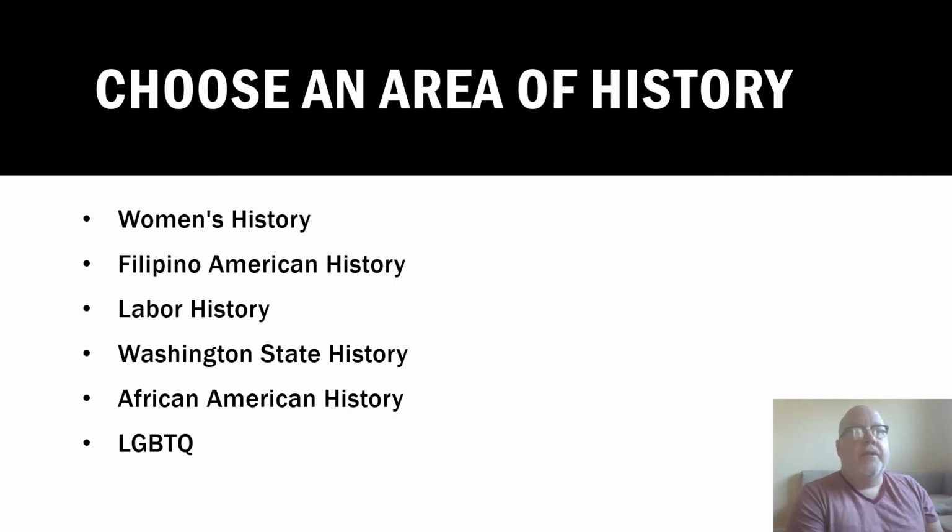Now move to an area of history. Okay, an area of history is not a finite or fixed time period. It's more just a broad section of history. So it could be women's history, Filipino American history, labor history, Washington state history, African American history, LGBTQ history, but it could also be the history of technology, the history of spaceflight, or the history of warfare.